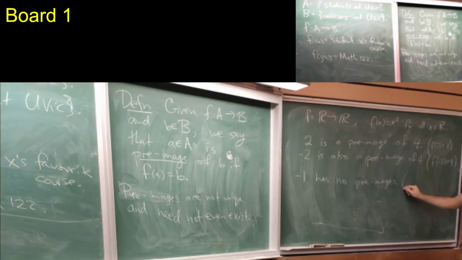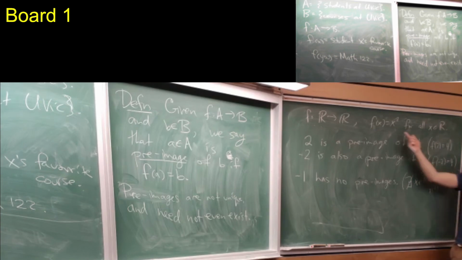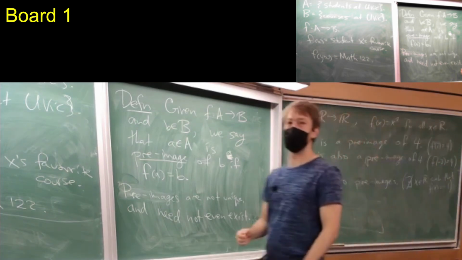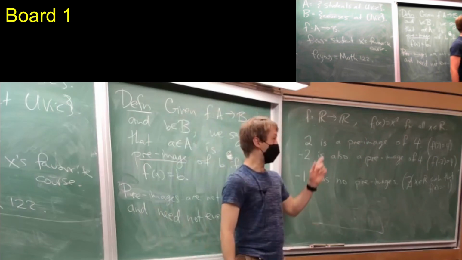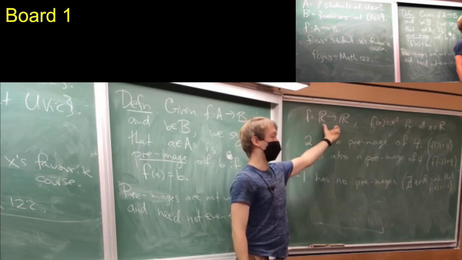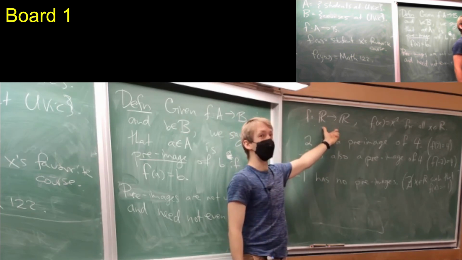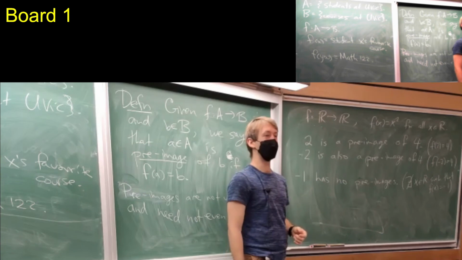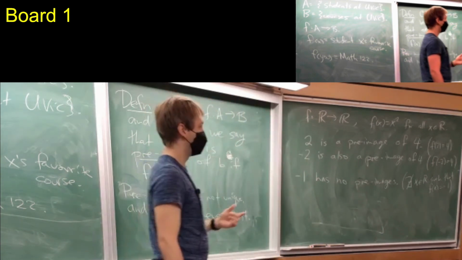Right? Because there does not exist x in the reals such that f of x is negative 1. There's no way to square a number and get a negative number. That is getting ahead of something I wanted to say. If you change the domain and codomain, that changes the preimages. But so negative 1 has no preimage.